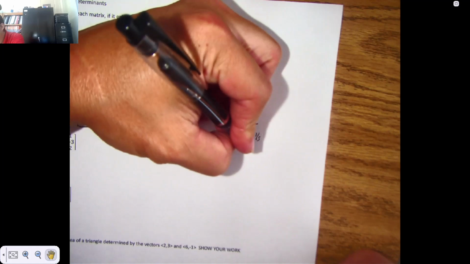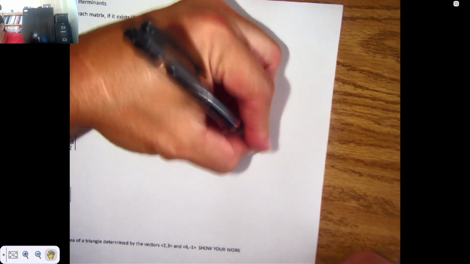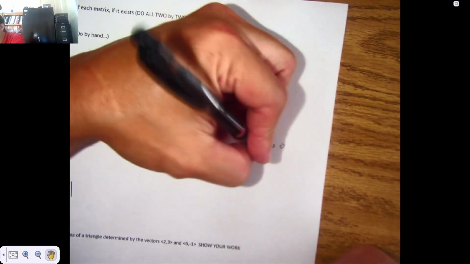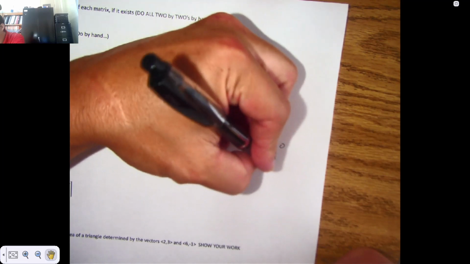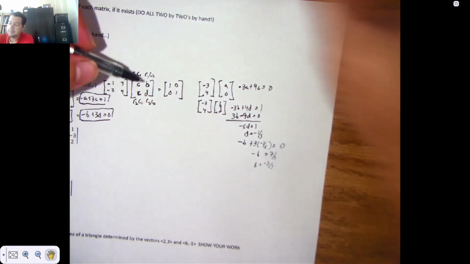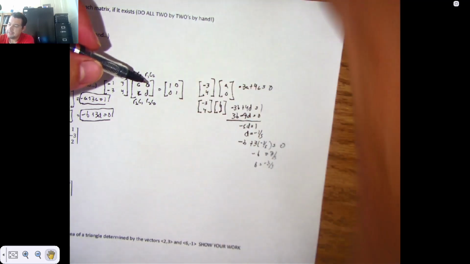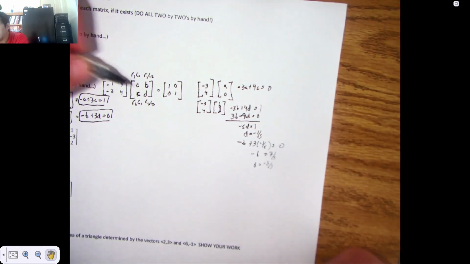Negative B plus 3 times negative 1/5 must be, according to that equation, a 0. This is going to be a negative 3/5. If we jump it over to the right, it becomes a positive 3/5. And if we divide out our negative, we get a B value of negative 3/5. And B is right there, negative 3/5. So I've got B and D correct. Now I need A and C.